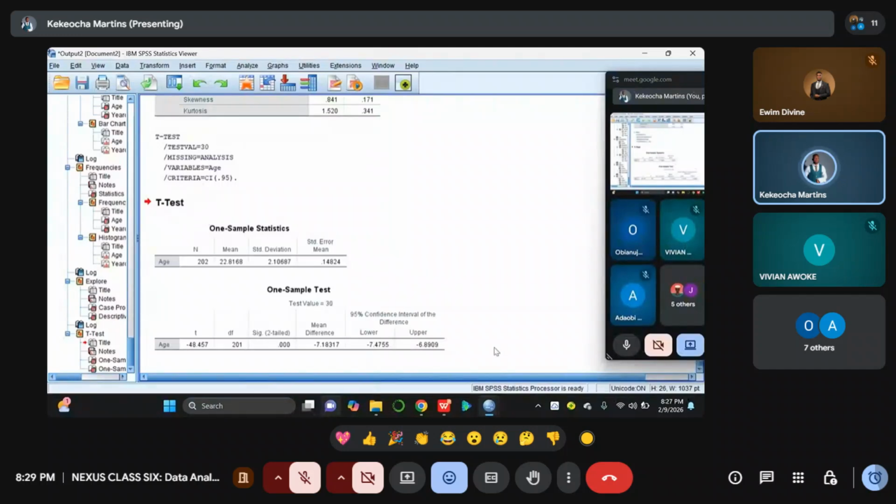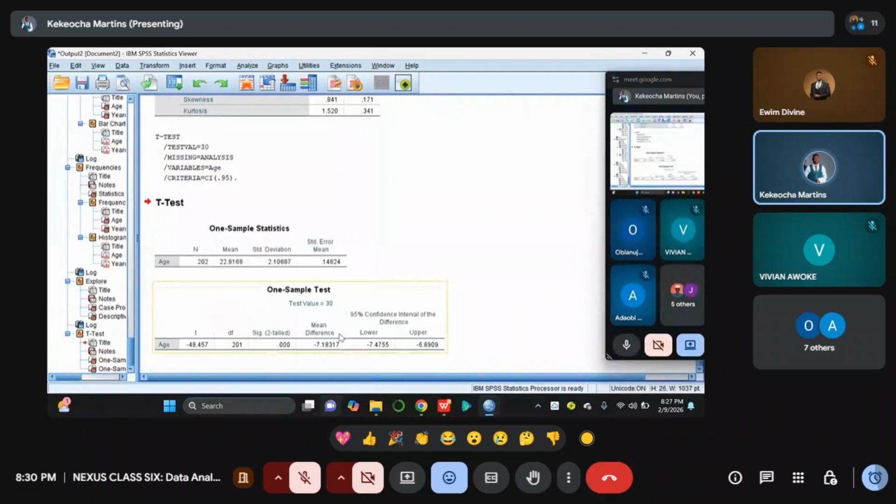So the important thing you need to note here is that you check this value, the significance for two-tailed, the value under there. For here, we are seeing 0.000. So in statistics, mostly, we always use less than 0.05. So all of us here can agree that 0.000 is less than 0.05. So that means that this mean 22.816 is significantly different from our population mean, which is 30 years of age. That is what it means.